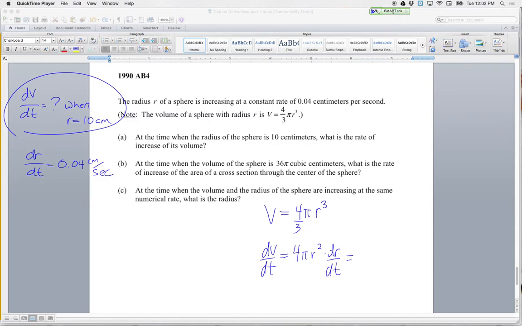Now what do we do? Plug in variables. So we're going to plug in what for r? 10 squared times 0.04. This is really nice because 10 squared is 100. 100 times 0.04 is just 4. 4 times 4 pi is 16 pi. What are the units? Centimeters cubed per second. And what is that as a decimal? 50.265. I would accept either answer.